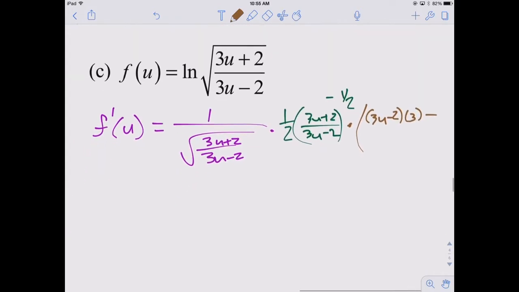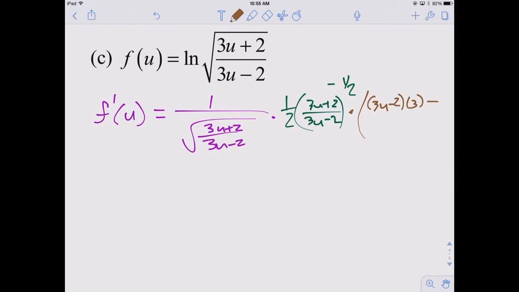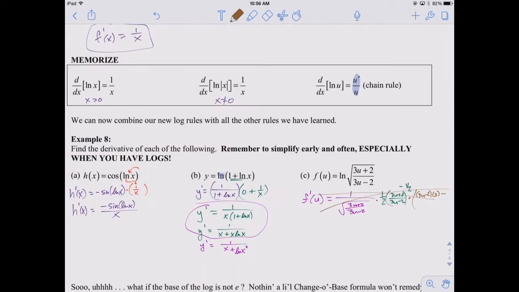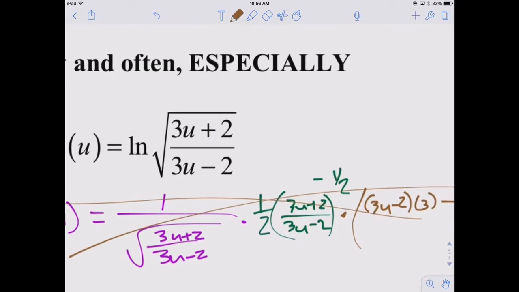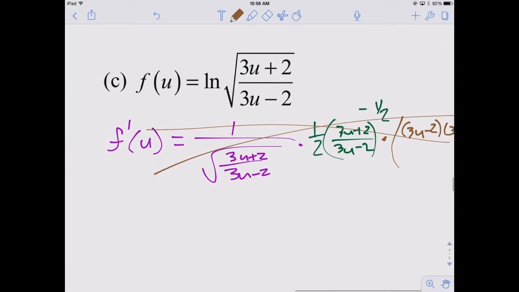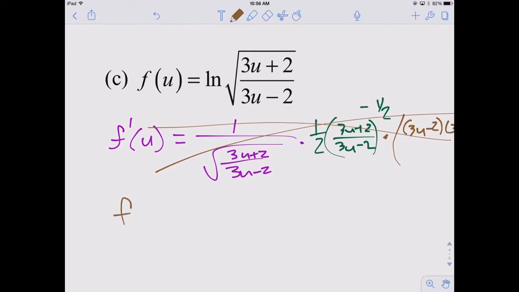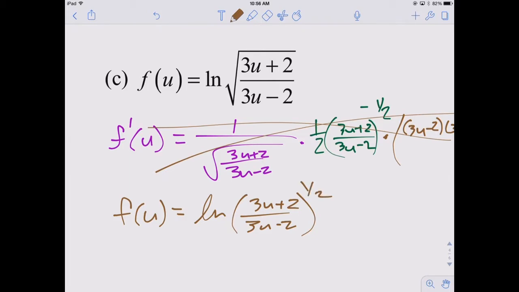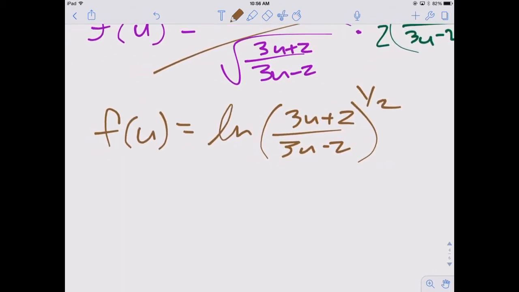Okay, I give up. That's gross. I think I could continue and finish it, but maybe there's a smarter way. And of course there is, because we're simplifying early and often, and now, especially when we have logs. The properties of logs, as we've already seen, can make life easier. So let's just rewrite f of u as the natural log of all of that to the 1/2 power, right? And of course, then what could I do with the 1/2? I could bring it up front.